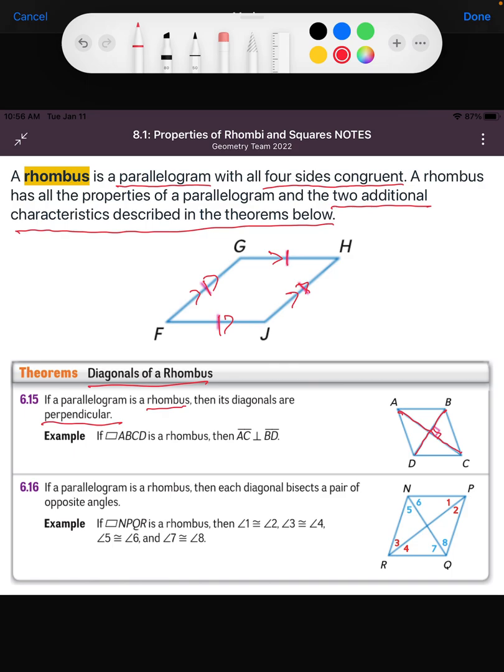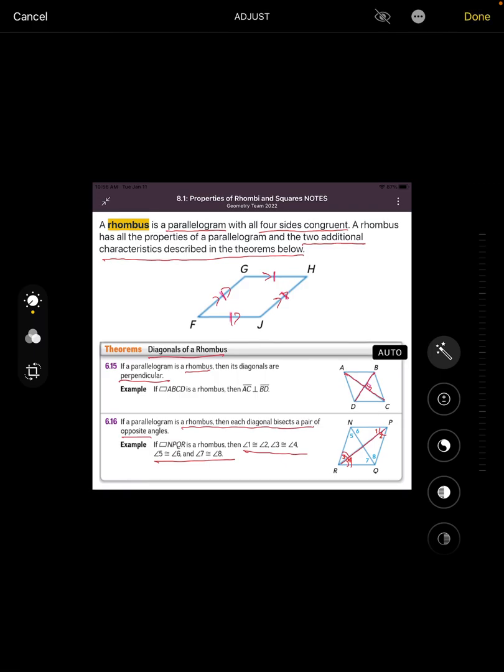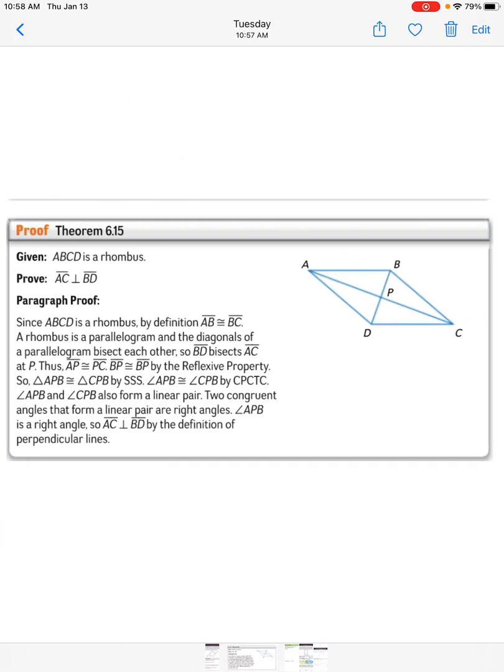If a parallelogram is a rhombus, each diagonal bisects a pair of opposite angles. So our diagonals bisect our opposite angles. So these two angles are equal to each other. 3 would be equal to 4, 5 equal to 6, and 7 equal to 8. So let's take a quick look at how we would prove that.